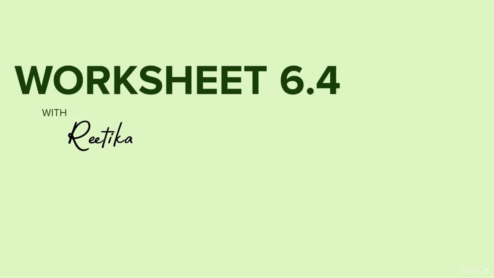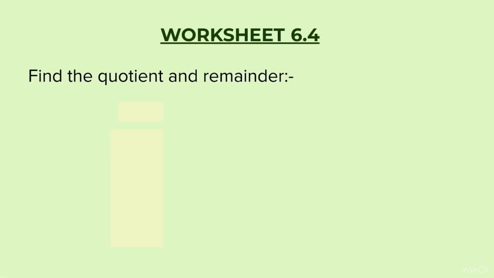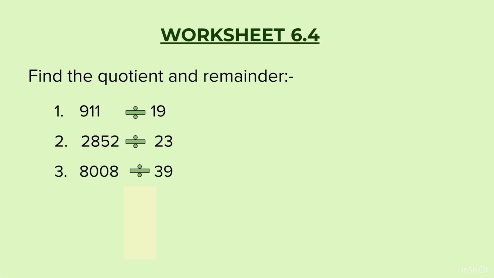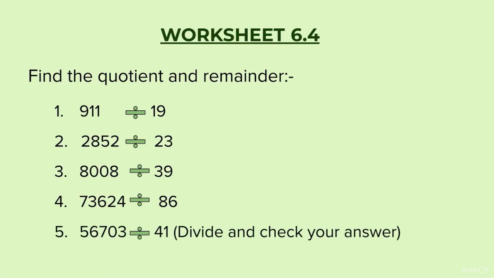Now you are ready to do the worksheet. Find the quotient and remainder. First one, 911 divided by 19. Question 2, 2852 divided by 23. Question 3, 8008 divided by 39. Question 4, 73624 divided by 86. Question 5, 56703 divided by 41. Divide and check your answer. So in the fifth one, you also have to check your answer. Please pause the video here. Make sure you have done all the sums, and after you finish your work, unpause and see the solutions.